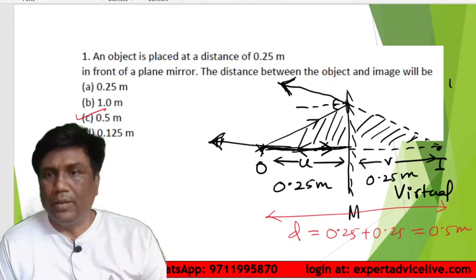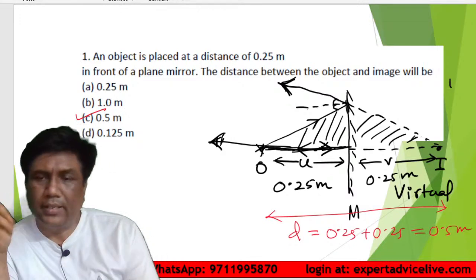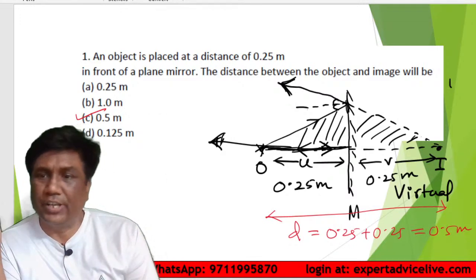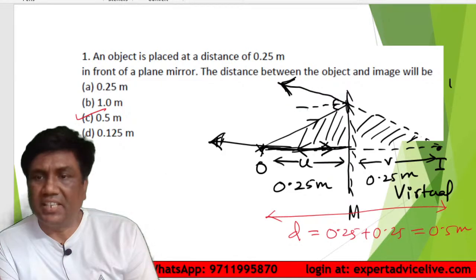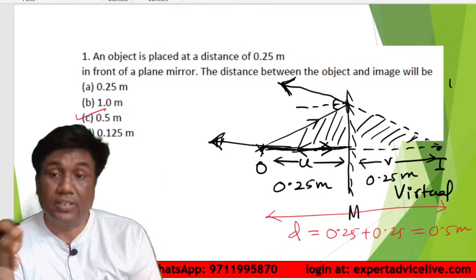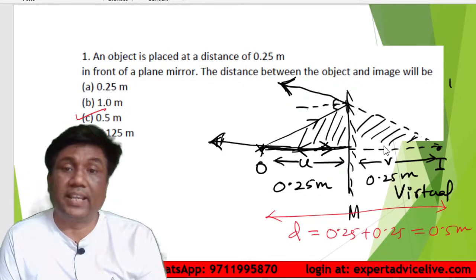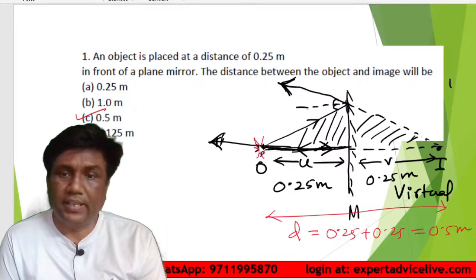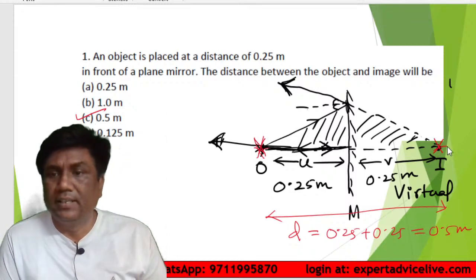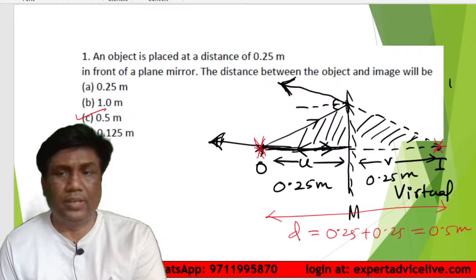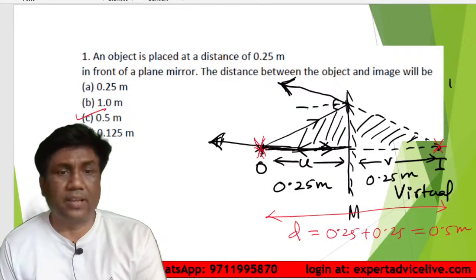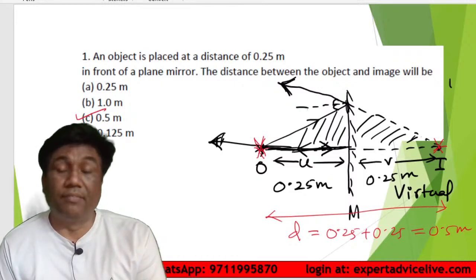So I hope it is clear. From this you should gather additional information also: object distance and image distance are equal, and the image is virtual in case of a plane mirror because the object was a real object. You can learn it also: in a plane mirror, if the object is real, the image is virtual.